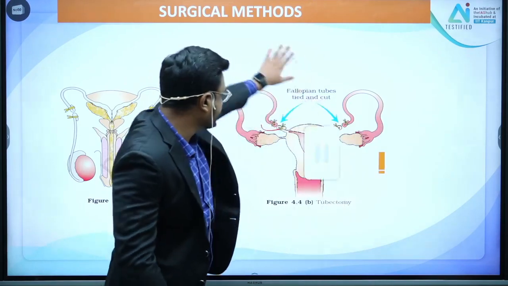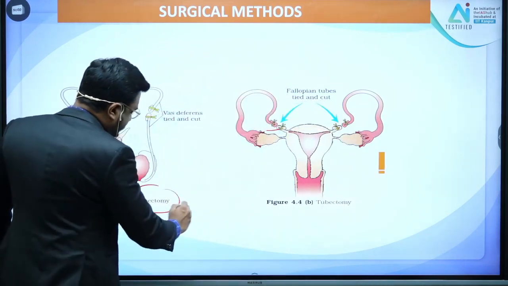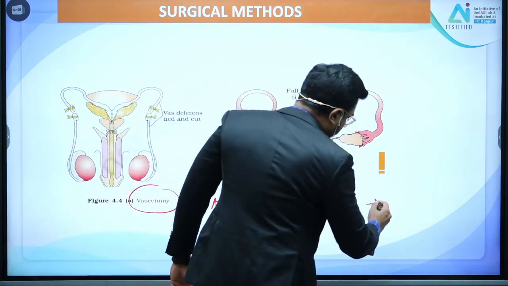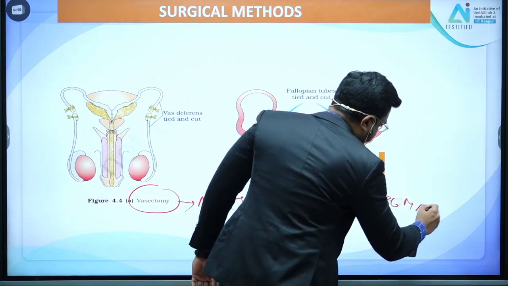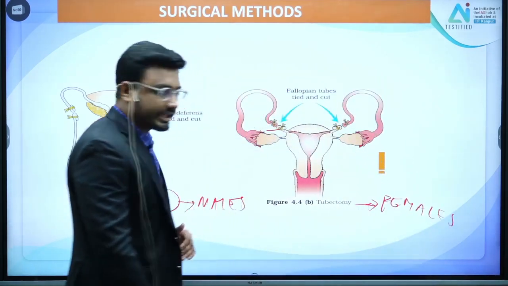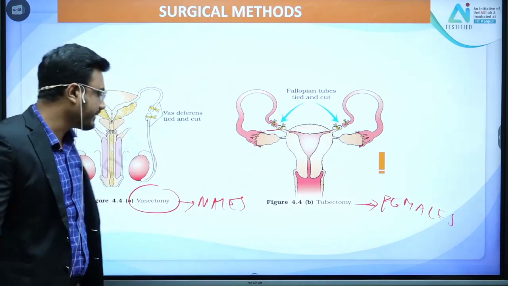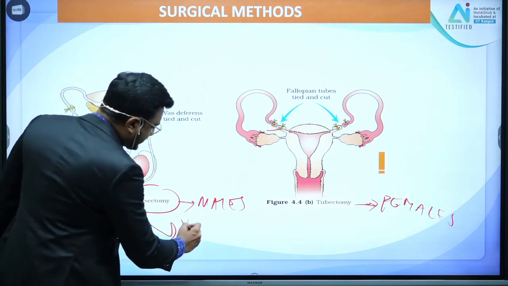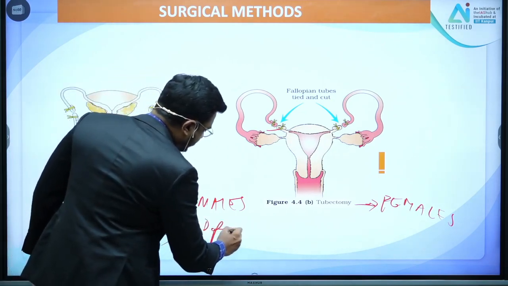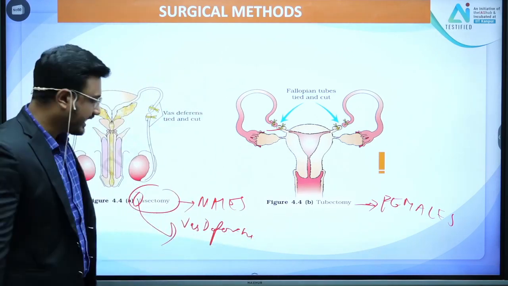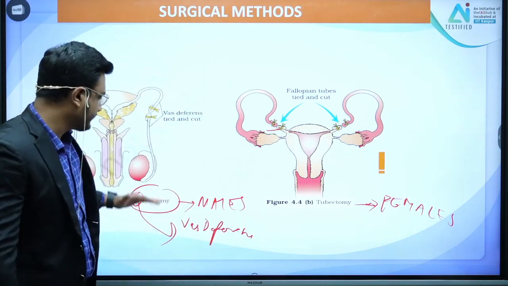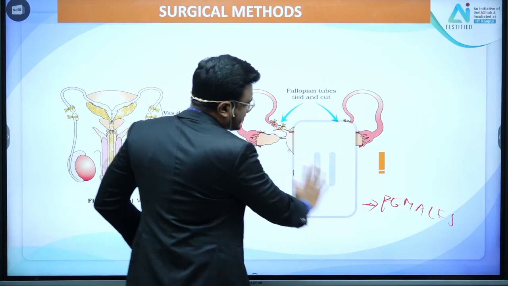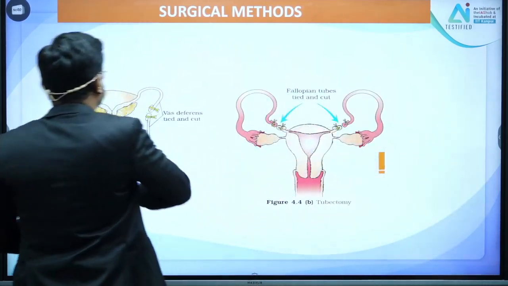So don't get confused. Vasectomy is done in males, and tubectomy is done in females. Don't make the mistake of choosing tubectomy in the case of males. That must not happen. Just try to remember that in vasectomy, the starting letter V indicates vas deferens. And vas deferens, we know, is present in males, right? That is tied and cut in the case of vasectomy. So try to remember it like this so that you don't get confused. Now let's move on to the next slide.